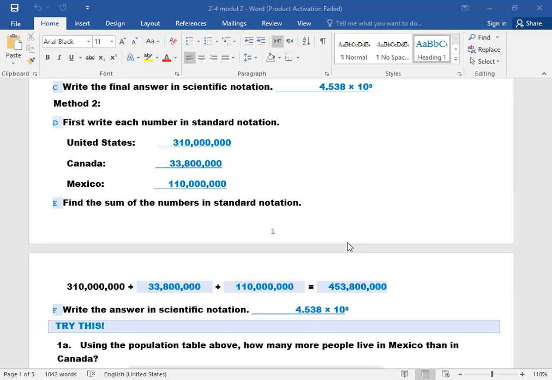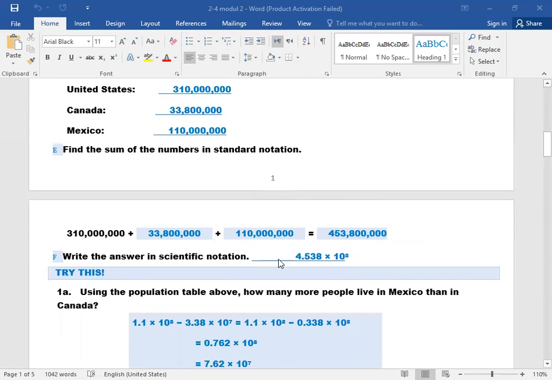So the first method, we make all the powers of 10, or the exponents, the same. If we want to decrease the exponent, we will move to the right. If we want to increase, we will move to the left. Second method, we will change all of them into standard notation. Let's try to do this question.